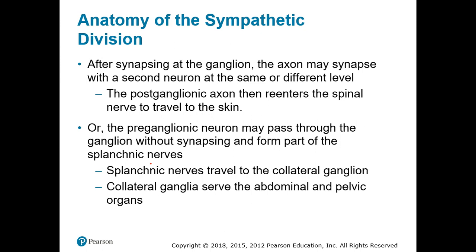If it does not synapse, what it does is it keeps going and forms something known as your splanchnic nerves. And instead of synapsing at the sympathetic ganglion, it goes to something called the collateral ganglion. This is where it decides to synapse, and it serves your abdominal and your pelvic organs.